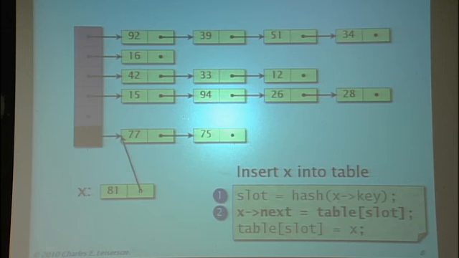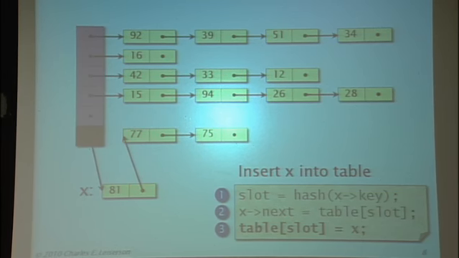So I make the next pointer of x point to whatever is the head of the table. And then I make the table point to x. And that effectively inserts x into the hash table. Fairly straightforward piece of code. I would expect that most of you could write that even on an exam and get it right.